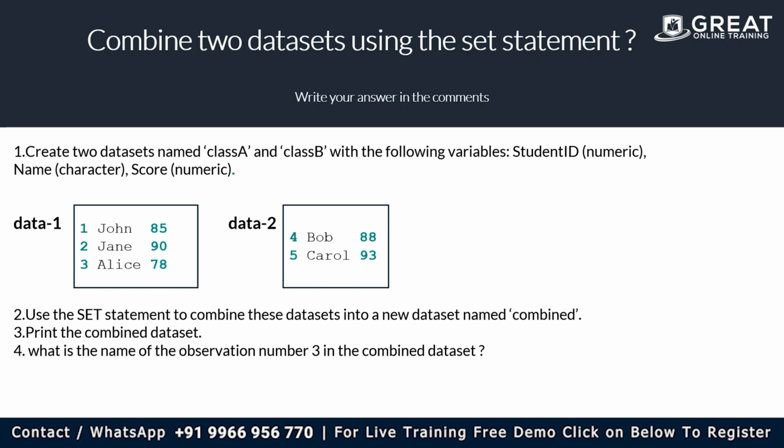Once the data set is created in your work library, make sure to print it. You already know the statement to print the data set in the output window, so use that method to print it. Now the question is, what is the name of the 3rd observation in the combined data set? Once you combine both data sets together, you will have one final data set. In that final data set, what is the value of the name variable on the 3rd row? Please enter that name in the comment section so that you are done with this task. I hope you'll be able to do it, so open the SAS software, try to create it, and enter your answer in the comment section.